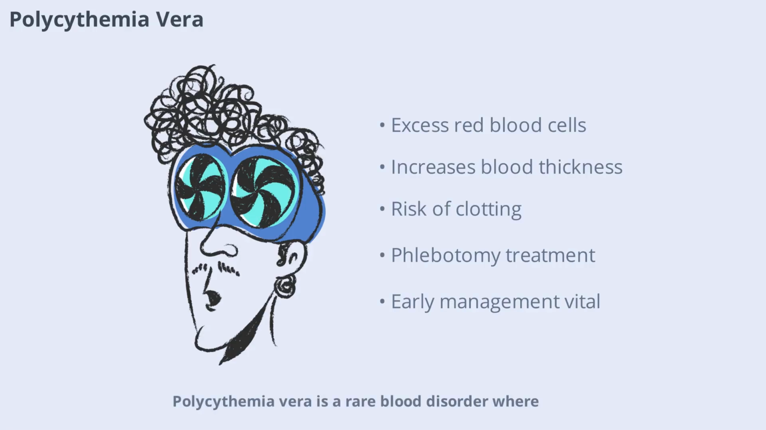Polycythemia vera is a rare blood disorder where the bone marrow produces too many red blood cells. This increases blood thickness and risk of clotting. Symptoms include headaches, dizziness, and itching. Hematology helps diagnose polycythemia vera and manage treatment, which may involve blood removal, phlebotomy, medications, or lifestyle changes. Early diagnosis and careful management are crucial for preventing complications.